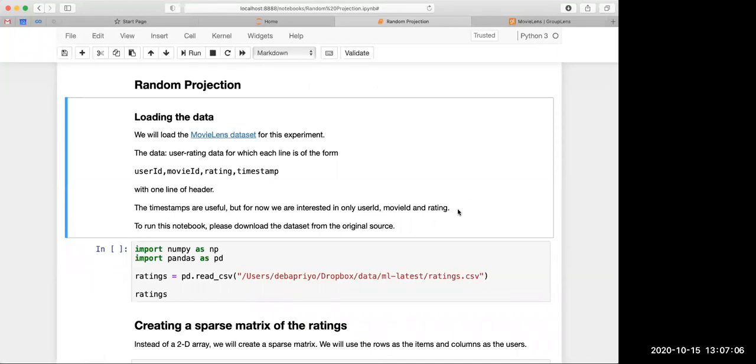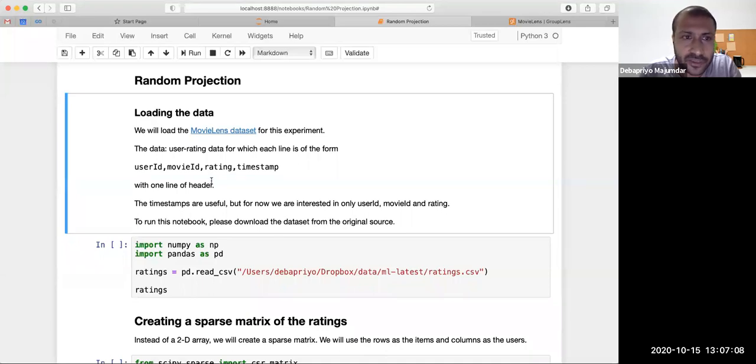So the data set looks like this. It's a CSV file with these 4 columns: user ID, movie ID, rating, and timestamp. The first line is a header. The timestamps are useful, but in this case, we are not going to bother about them. So essentially, it's a matrix. User ID is one side, movie ID is another side, and rating is the value, right? So rows, columns, and values.